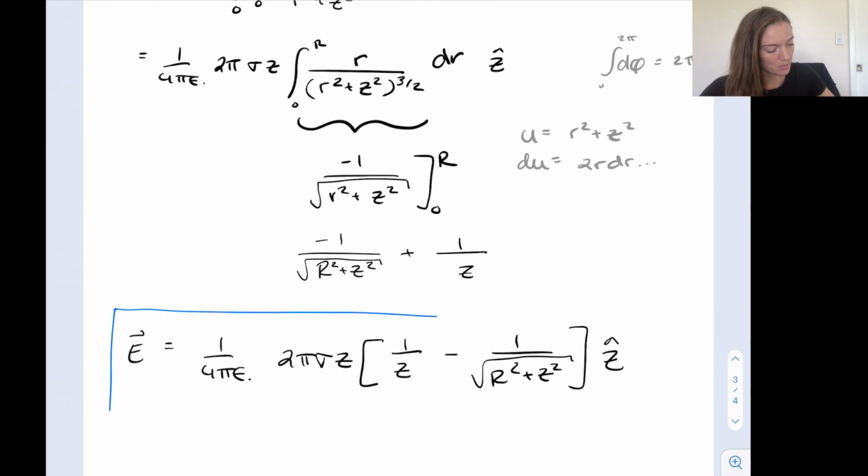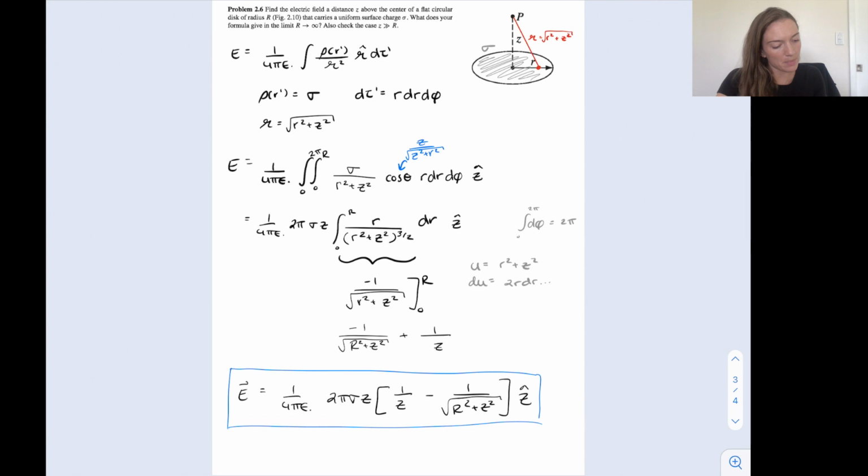This final answer is probably our ugliest one. And then it asks about what happens when r goes to infinity and when z goes to infinity. I'm not going to go through the details of that here, but if you took the radius of this disk to infinity, that would look like an infinite plane or an infinite surface charge. So you would expect this, when you take r to infinity, to look like that of an infinite surface charge.